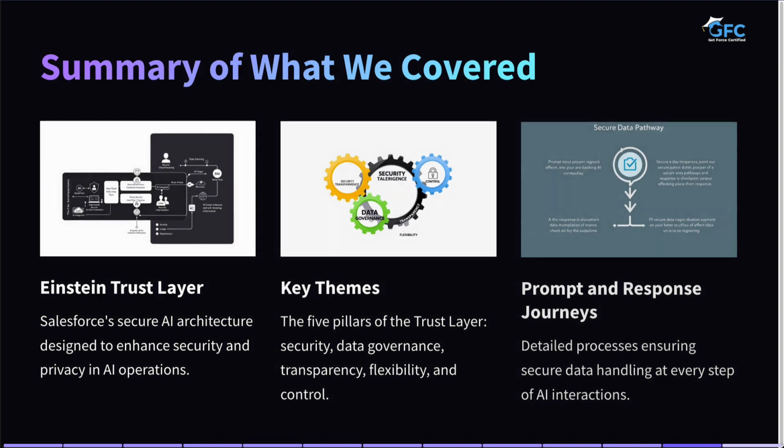So, let's have a quick recap of what we've just covered. We know that the Einstein trust layer is Salesforce's secure AI architecture designed to enhance security, privacy, and trustworthiness in generative AI features. The key themes of the trust layer are security, data governance, transparency, flexibility, and control. And the prompt and response journeys ensure that data is handled securely at every single step.